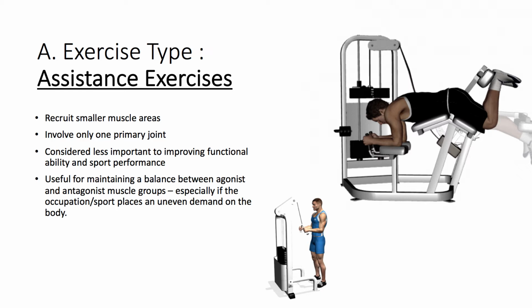These are useful for maintaining a balance between agonist and antagonist muscle groups, especially if the occupation or sport places an uneven demand on the body. An example of this would be the sport of tennis, where one arm is being exercised the entire time. You have your racket hand. And the other arm, if you notice, the forearms of most professional tennis players are very small on the arm that they're not using, while it's very large on the arm that's constantly holding the racket. And so you may want to develop some muscular balance. Assistance exercises would help in maintaining a balance between the agonist and antagonist muscle groups.